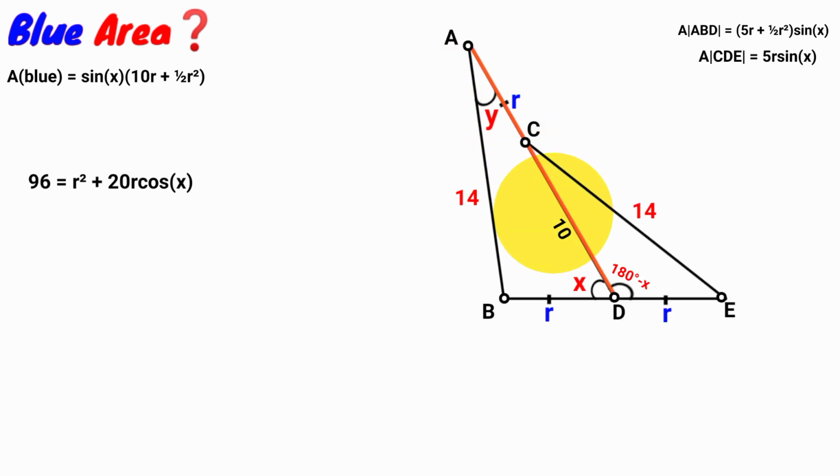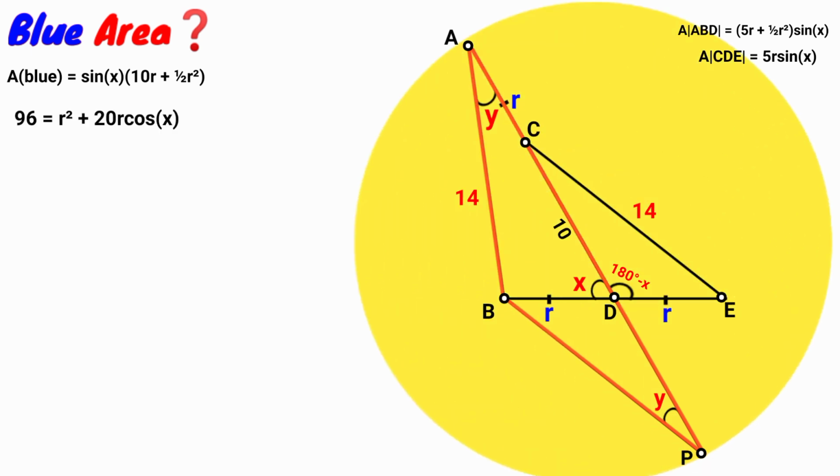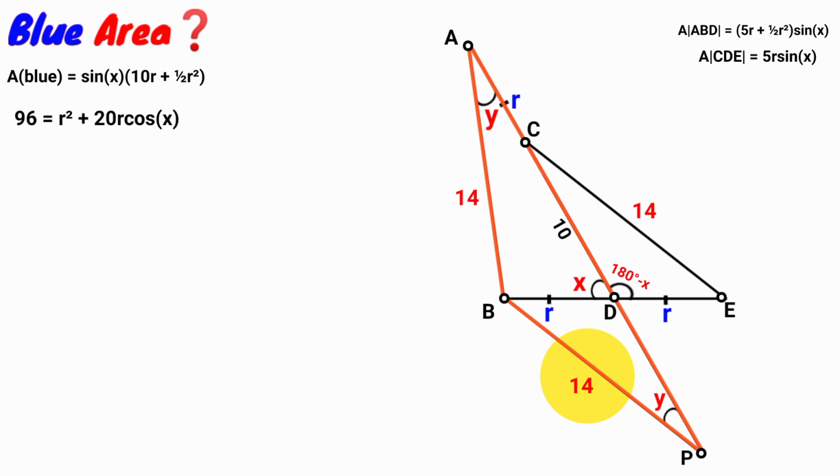Now this line AD, extend it to meet another line segment from this point B at an angle which will be equal to this Y. Label this point B. Now look at this triangle ABP. This angle and this angle are congruent. That is, the triangle is an isosceles triangle. The sides facing the congruent angles we know are equal. That is, this side and this. So since this is 14 units in length, the length of this side must also be 14 units.